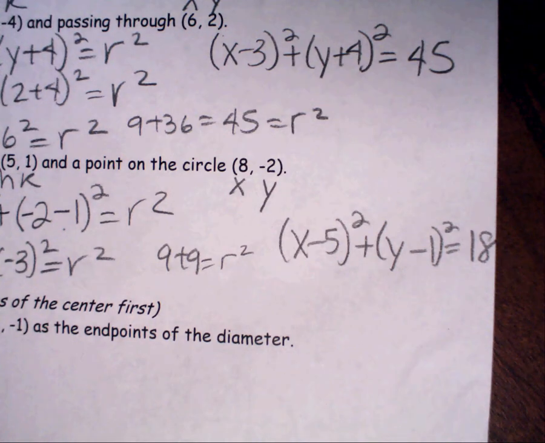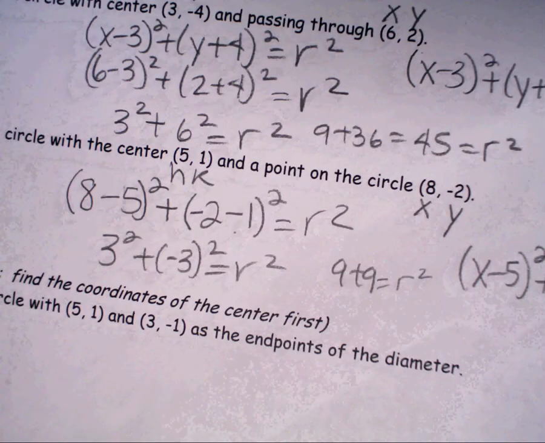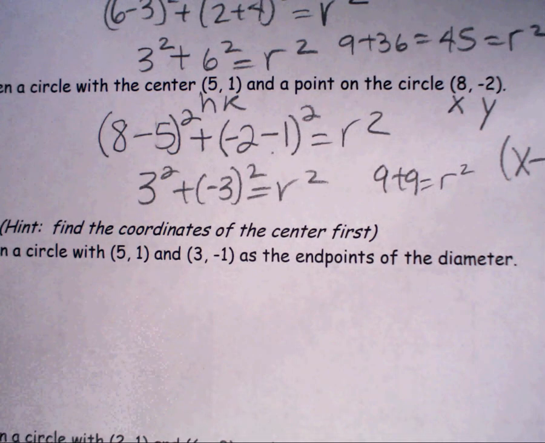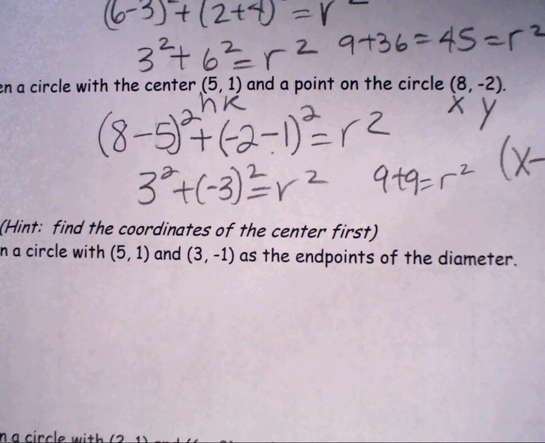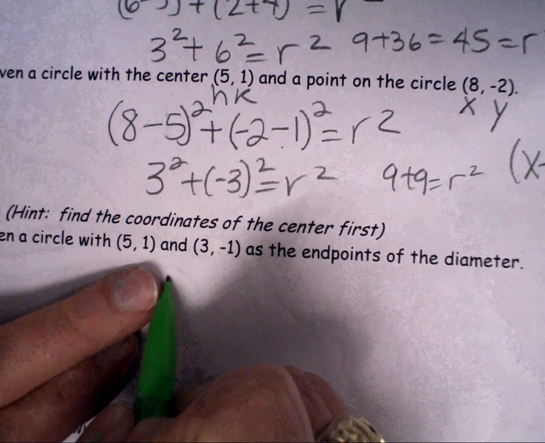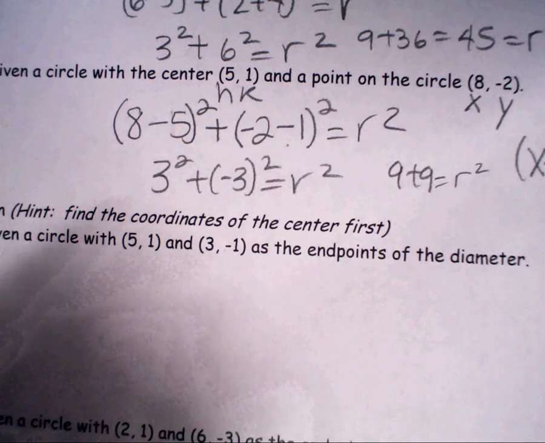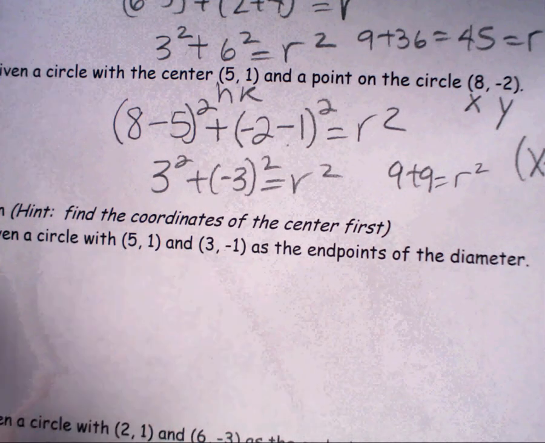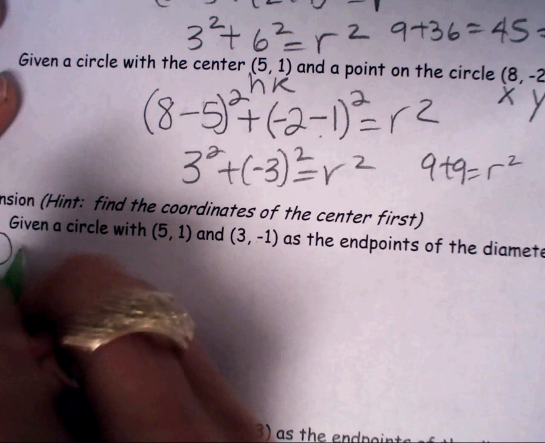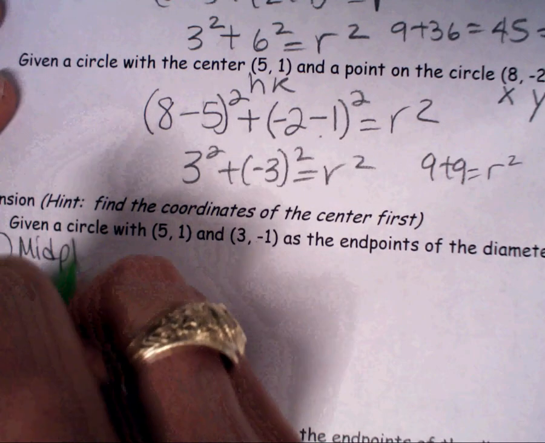Alright, so again, different situation. We have 2 points on the circle. So not only are we missing the center, we're also missing the radius. But what we can do is, if these 2 points are on the circle, no matter what, then your center should be between these 2, meaning in the middle. No matter what, it's a circle, so they're all equal distance from the center. So what we do first is we do our midpoint. Our midpoint will help us find our center.